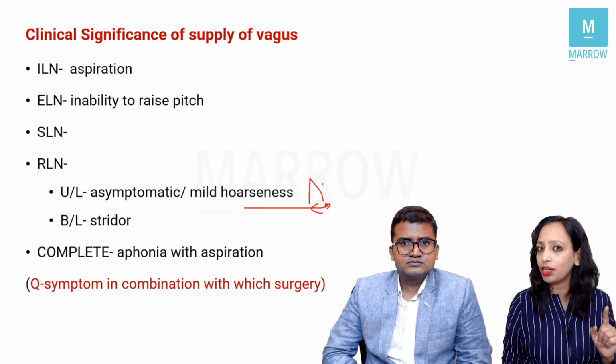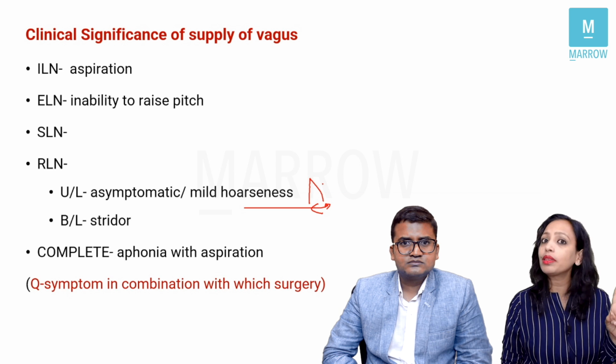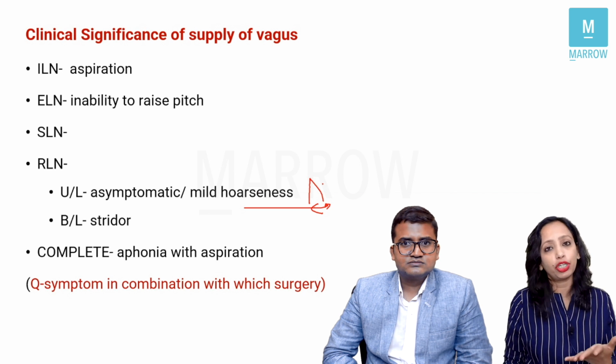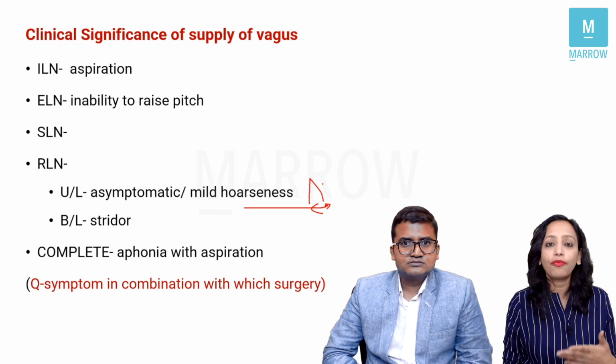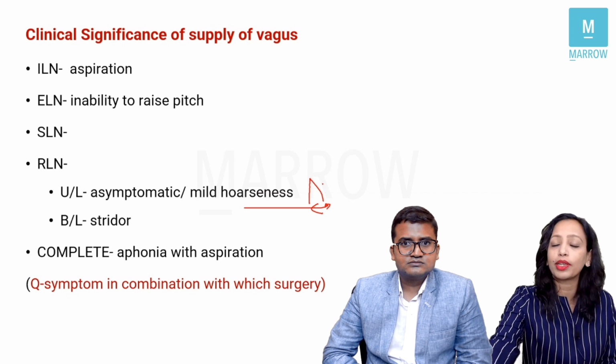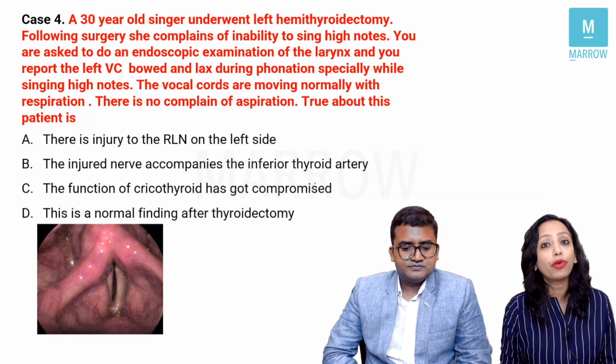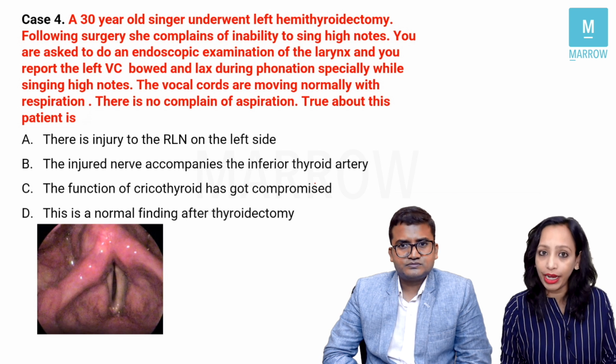Yes, either the recurrent laryngeal of one side along with the external laryngeal, or maybe both. So now we will look at the findings, the features. What are the features in the patient? The features clearly are mentioned in this question. Yes, the left vocal cord being bowed and lax during phonation while singing high notes.